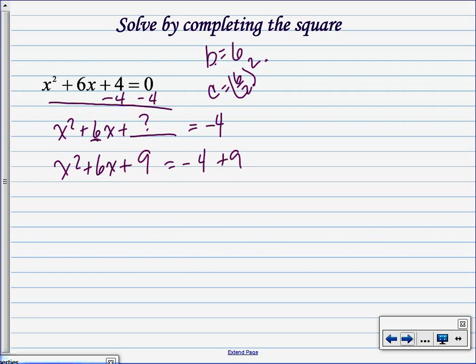Okay. What is this factor? My perfect square, x plus 3 squared. Equals what? Yeah, what is it? What does it equal? 5. Okay. Now what am I going to do? Square root it. Just like what we did at the beginning.